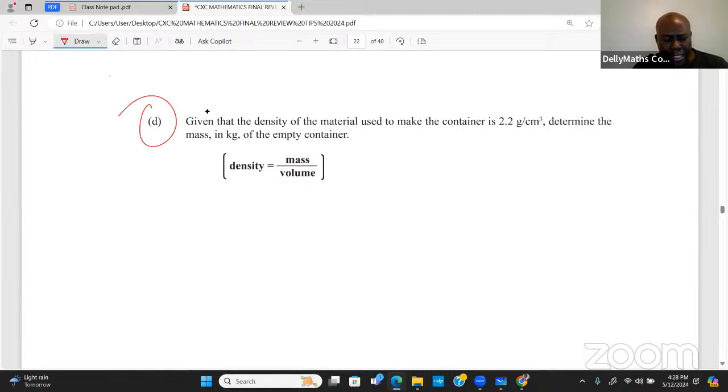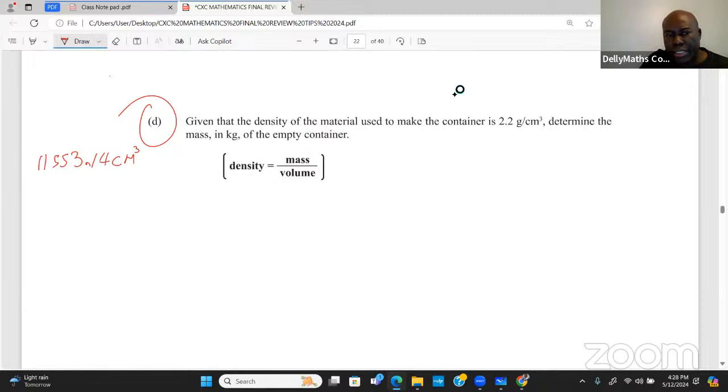This third, the D part of the question, says, given that the density of the material used to make the container is 2.2 gram per cm cube, determine the mass in kg of the empty container. All right, so you want to determine the mass. We're talking about the material now, so we're focusing on this 11,553.14.